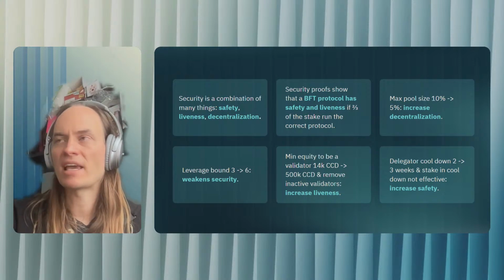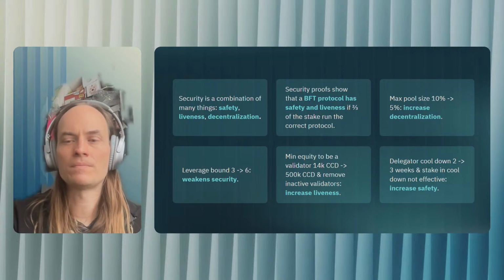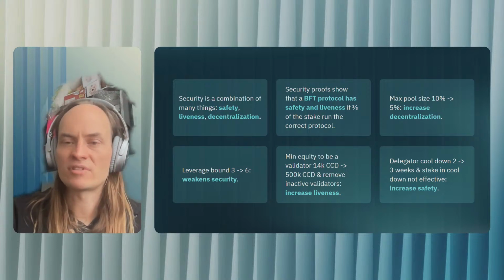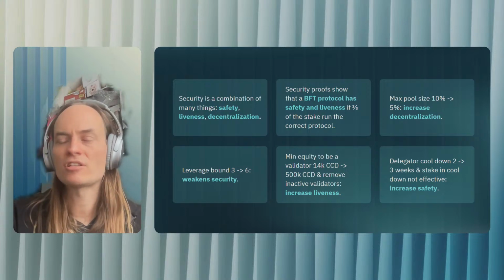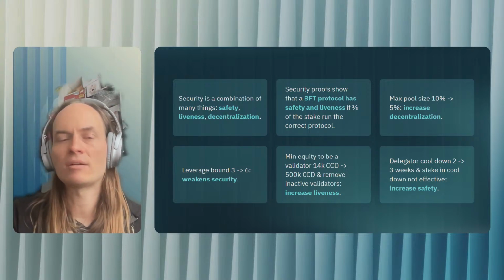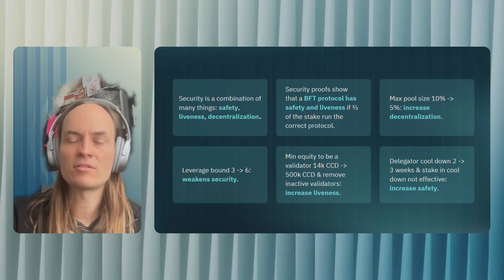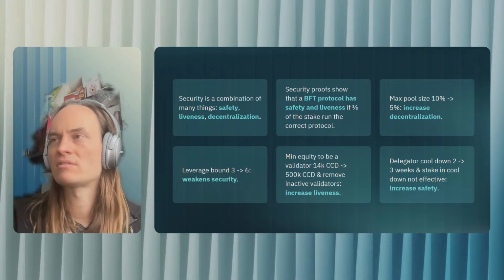That second change again requires a protocol update. It has not been implemented yet, and should come in 2024 at some point. All other changes, which are just a change of parameter, cooldown from 2 to 3 weeks, minimum equity from 14K to 500K, all that will be done with a parameter change, which will be a transaction. It has already been submitted to the chain and it'll go live on December 7th.